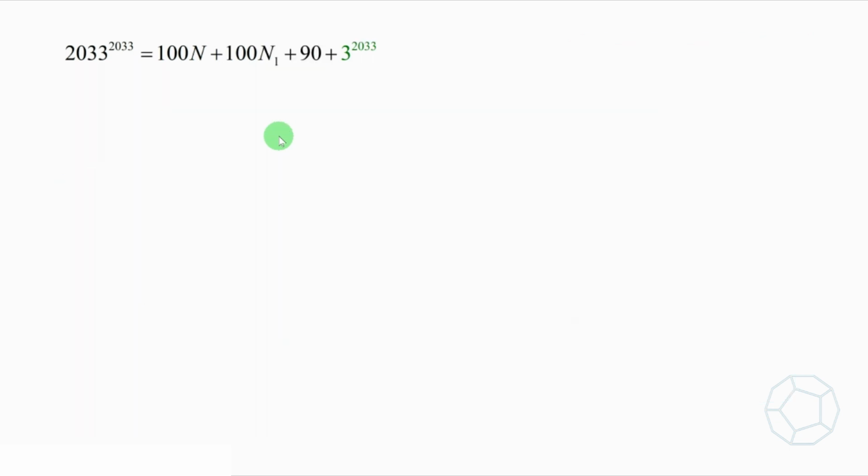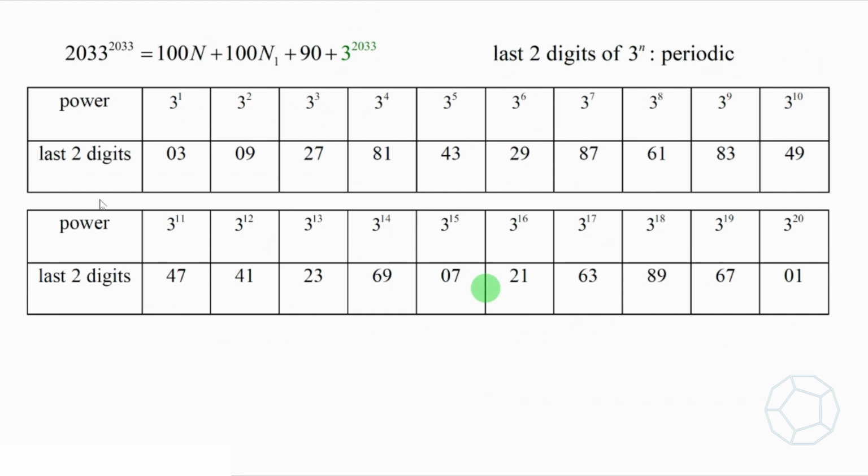Now, we're left with the last term. In this case, there's no factor of 10 nor 100 to consider. So we really have to check out the last two digits of this green number. Luckily, the last two digits are also periodic. Let's take a look at this table. It shows the last two digits of 3 to the power of n.